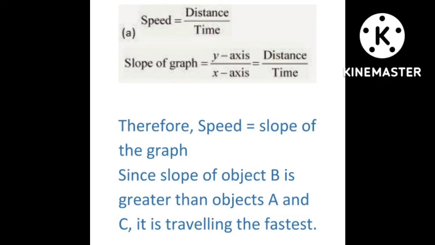That means the greater the value of slope, the more the speed will be. Whenever we calculate the slopes in the three cases, the slope of B is greater than A and C. That means B is traveling the fastest.